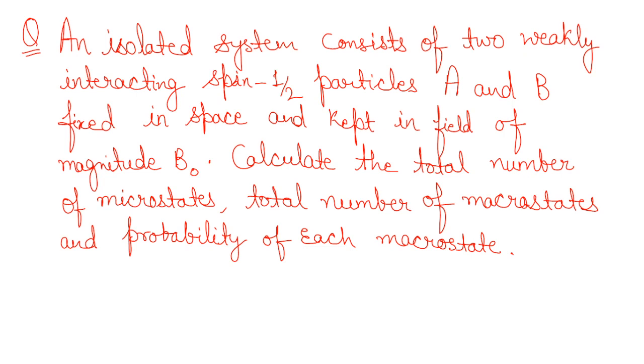Now let's talk about it. Okay, so there is a question: an isolated system consists of two weakly interacting spin half particles, A and B, fixed in space and kept in a field of magnitude B naught. Calculate the total number of microstates, total number of macrostates and probability of each macrostate. This is what we need to find.